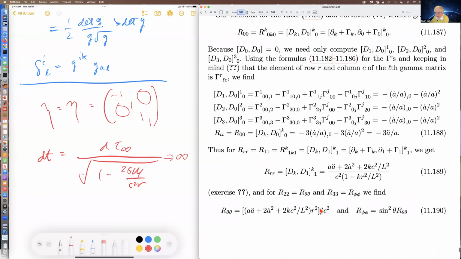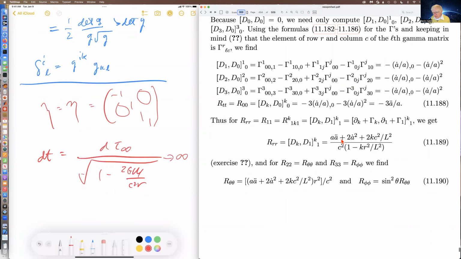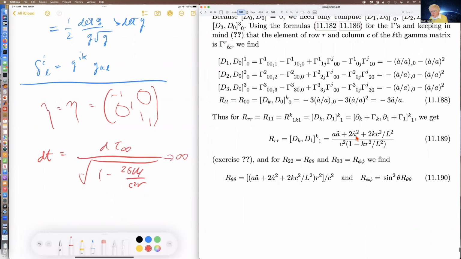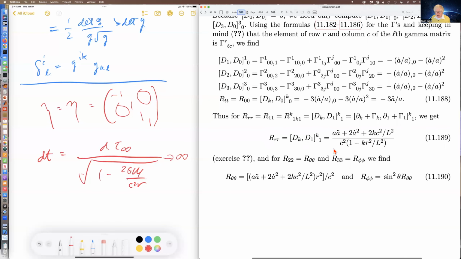In any event, it's a great deal of differentiation, and you have to avoid making minus sign errors and factors of 2 and so forth. And when you eventually do this, what you find is that the RR component of the Ricci tensor is given by a term involving the scale factor, the acceleration of the scale factor, the time derivative of the scale factor, then this curvature term, and then another term that also involves curvature. So if there's no curvature, it's fairly simple. It's 2a dot squared plus a double dot.